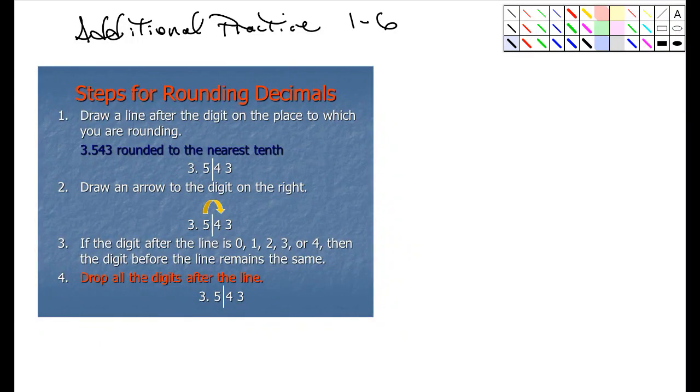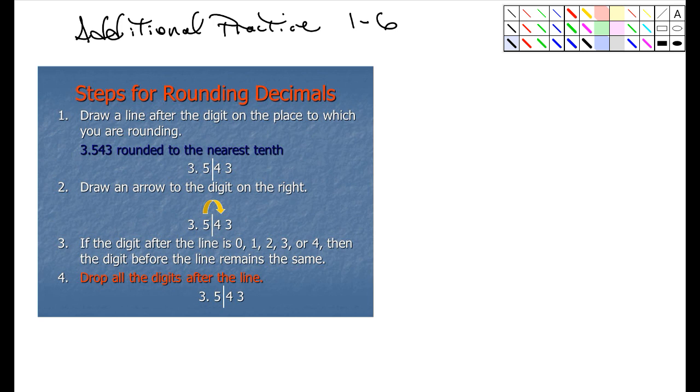I gave you guys a handout, 1-6, additional practice review. I came across this chart online, and I thought it's definitely worth sharing. It talks about the steps for rounding decimals. There's probably a dozen different ways you could do the rounding, but I kind of like this one. Some of you guys are still struggling with this.